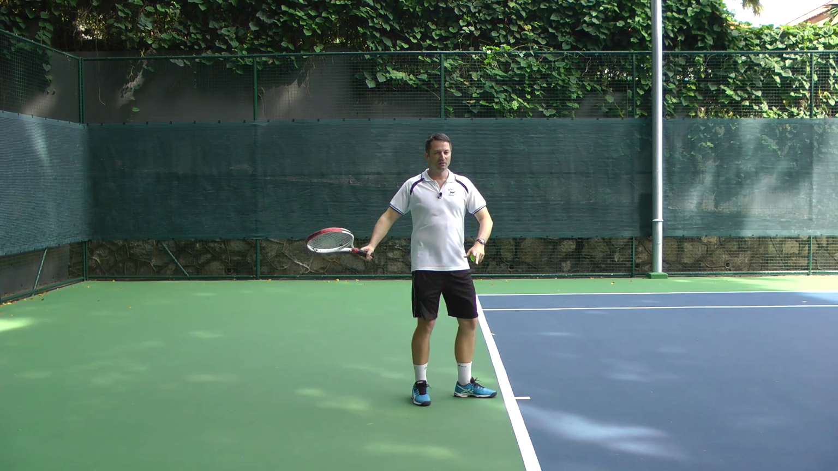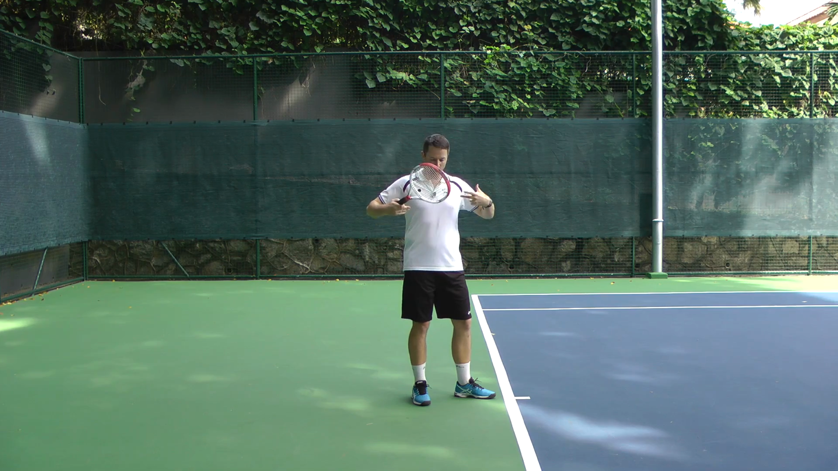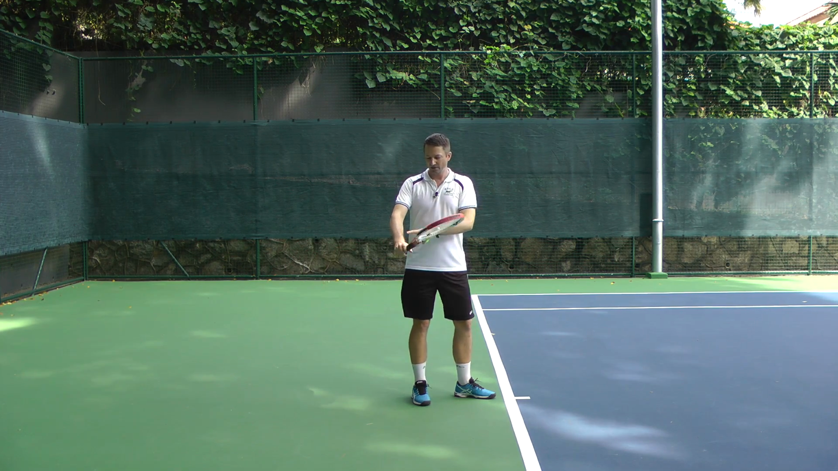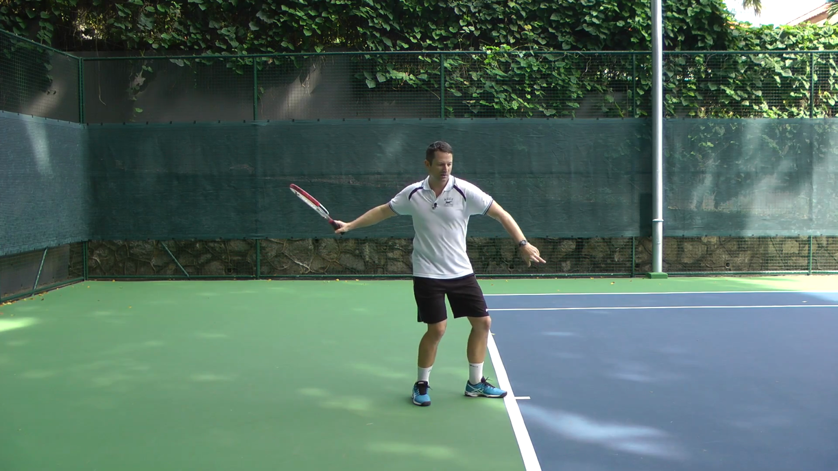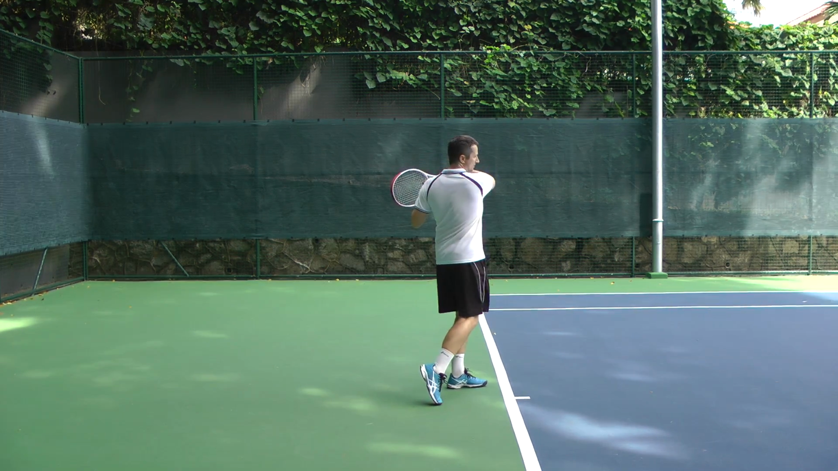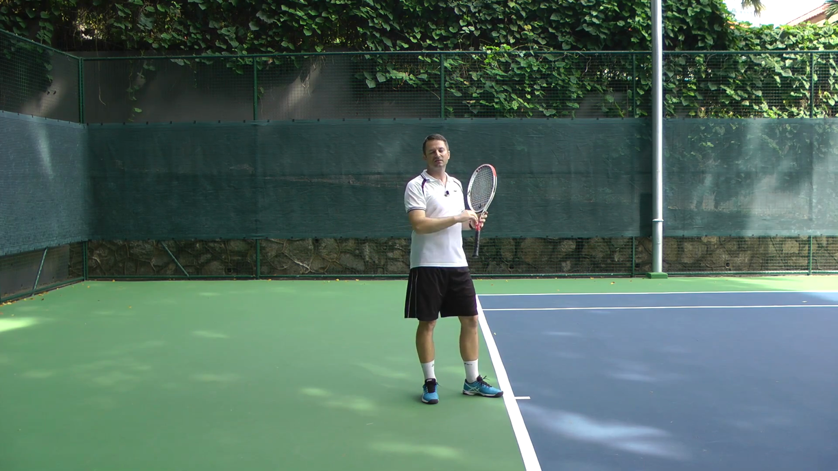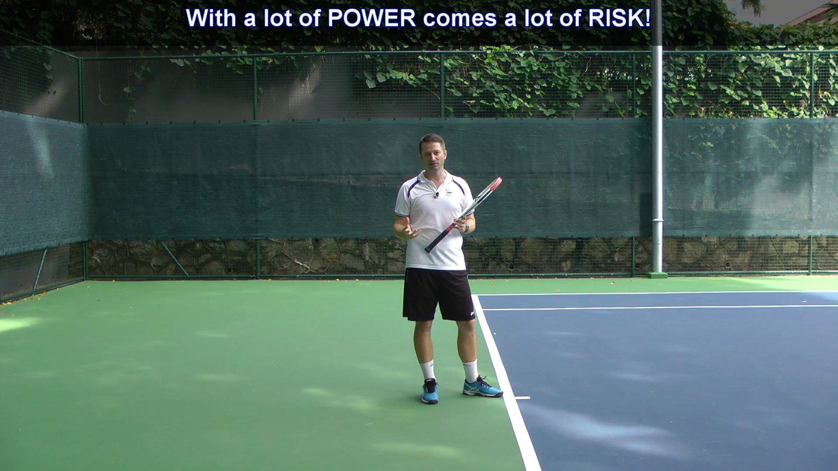So again, one was the lower body and upper body. The second was the upper body and the arm. And then we also have the forearm and the wrist. And so when we create all these stretches, then we can really accelerate the racket head. Now what do we get by that? We get a lot of power. But with a lot of power comes a lot of risk.